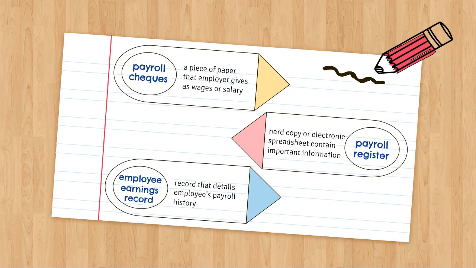Next, we will move on to another document, which is the payroll check. A payroll check is a piece of paper that your employer gives you as your wages or salary, and which you can then cash at the bank. You can also use paycheck as a way of referring to your wages or salary.